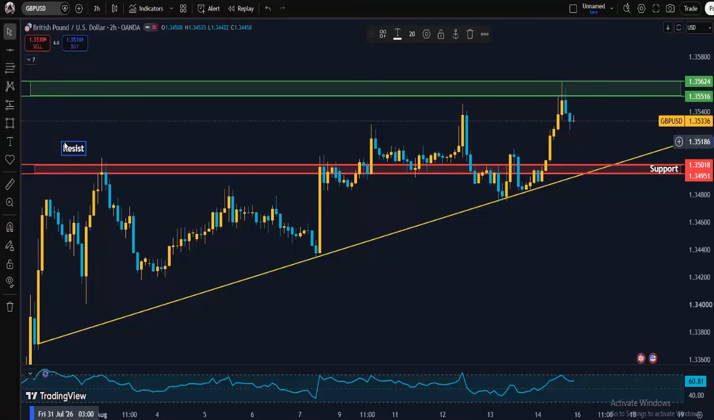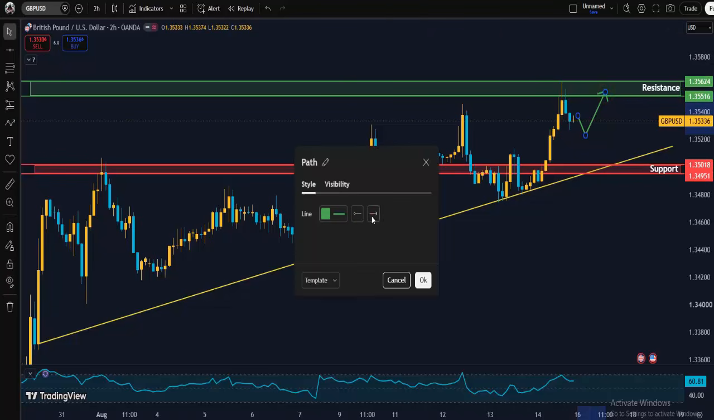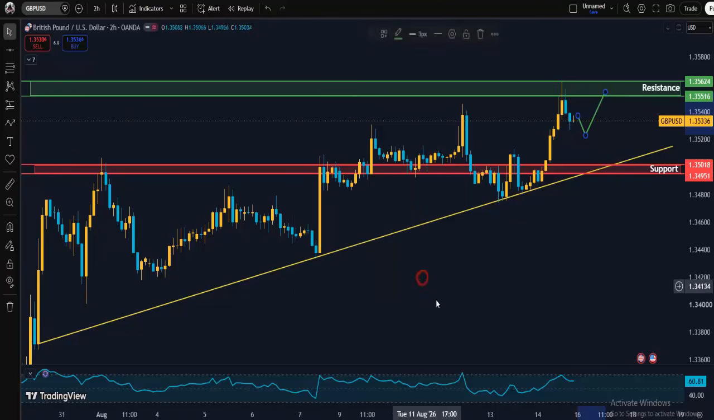But if price gets rejected from this resistance, a pullback toward the 1.35018 to 1.34951 support zone could happen first. The RSI is currently around 60.81, which supports the bullish momentum without showing an extreme overbought condition.